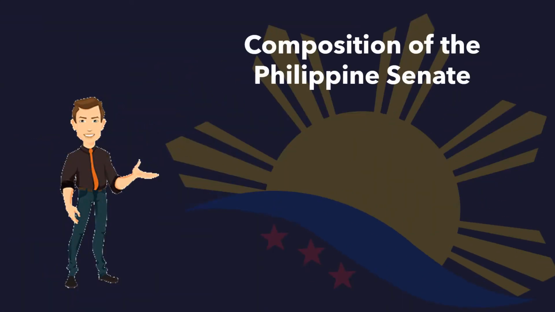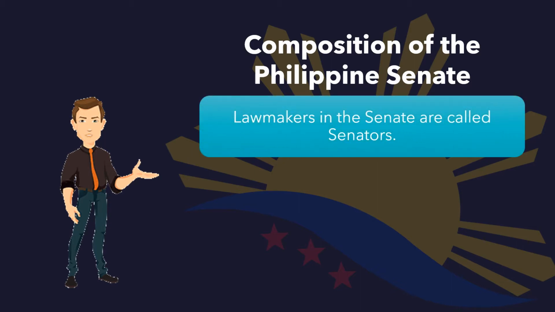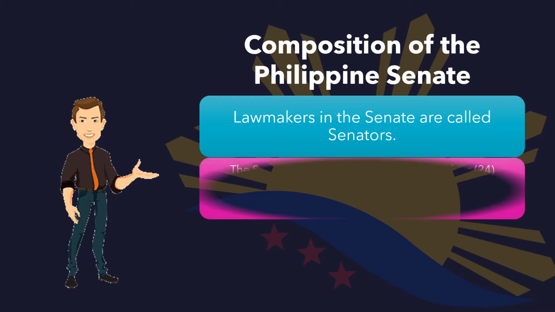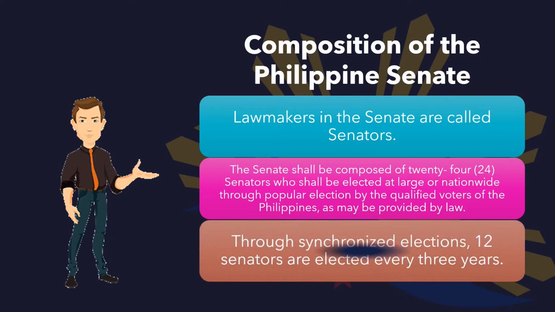The composition of the Philippine Senate. The first one is that lawmakers in the Senate are called senators, just like Senator Manny Pacquiao and Senator Risa Hontiveros. The next one is that the Senate shall be composed of 24 senators who shall be elected at large or nationwide through popular election by the qualified voters of the Philippines as may be provided by law. And the third one is that through synchronized elections, 12 senators are elected every 3 years.